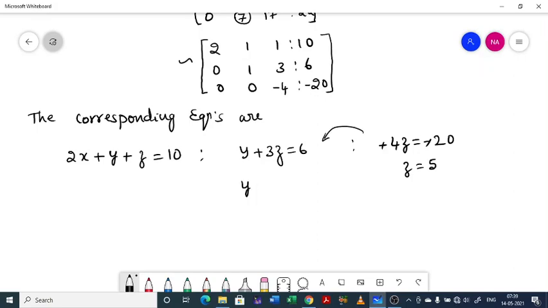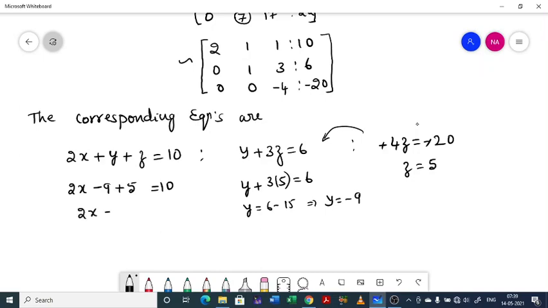So y plus 3 into 5 equal to 6. So y equal to 6 minus 15, that is y equal to minus 9. Now 2x minus 9 plus 5 equal to 10. So 2x equal to 14. So x will be 7.